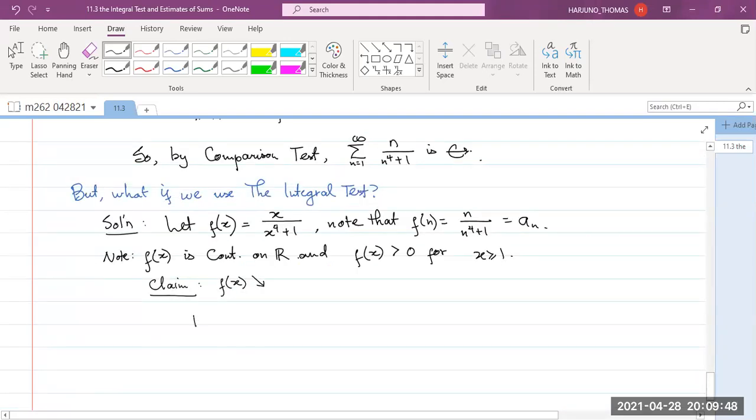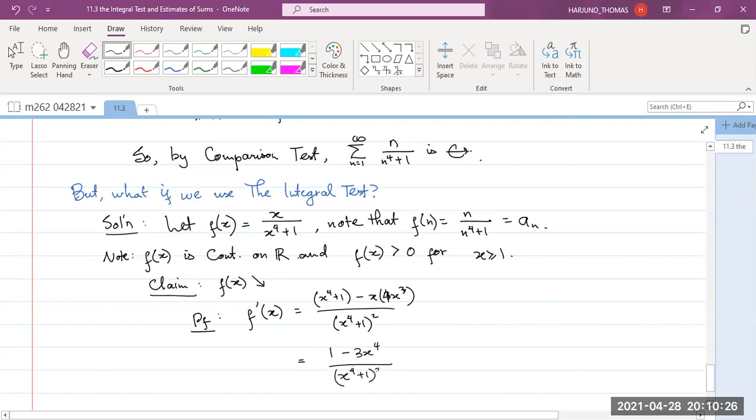Proof: f prime of x equals, the denominator is (x to the 4th plus 1) squared. The numerator will be x to the 4th plus 1 minus x times 4x cubed. That is 1 minus 3x to the 4th over (x to the 4th plus 1) squared. Now this will be negative when 1 minus 3x to the 4th is negative.